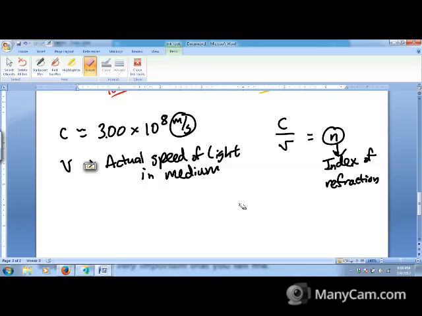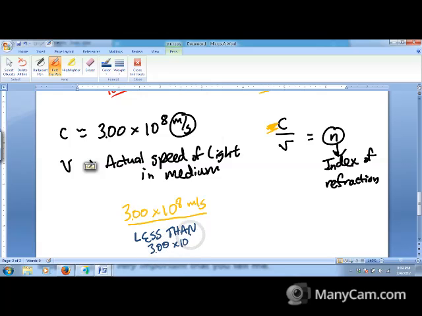What happens when it is not in a vacuum? Well, when it's not in a vacuum, it's traveling slower. So what I end up having is 3.00 times 10 to the 8 meters per second as my c, divided by my velocity. And my velocity is probably going to be slower than 3.00 times 10 to the 8th. So this is probably going to be a smaller number.